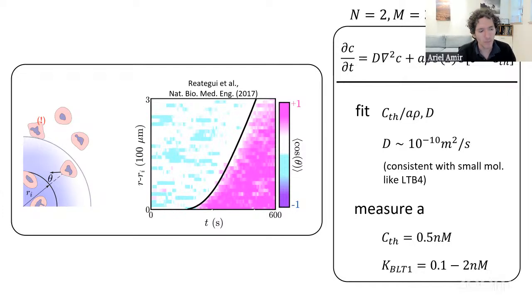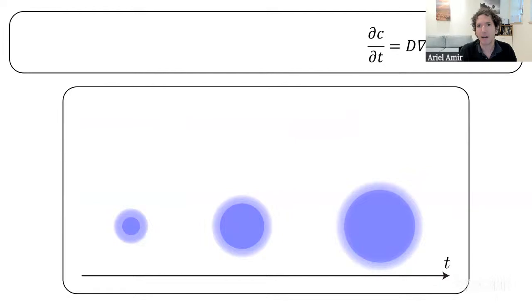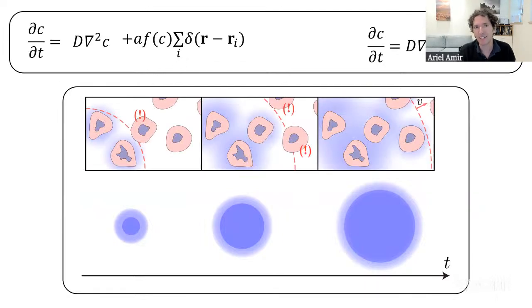I want to spend now a couple of minutes asking exactly when can I take this continuum limit? When can I take the sum over the discrete delta function associated with each cell and replace it with the continuum equation? And you will not be surprised that the condition is that cells have to be close enough to each other. How close is close enough? Again, close enough is compared to this length scale of D over v.